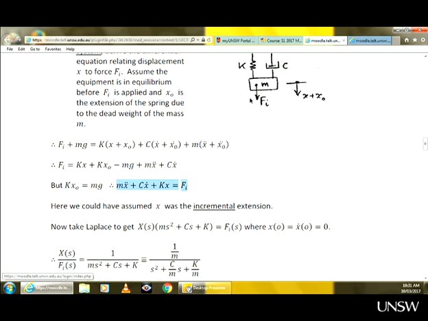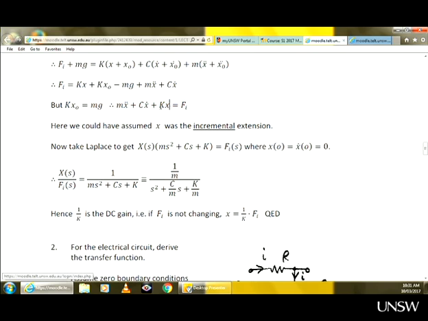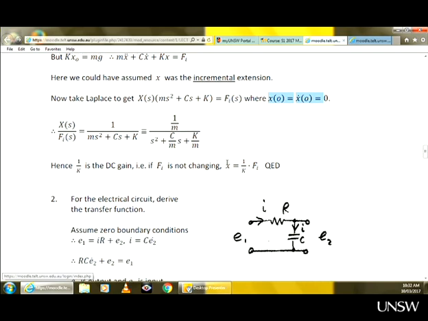Okay. Now getting the transfer function is easy. Laplace transform of the left-hand side equals Laplace transform of the right-hand side, assuming initial conditions to be 0. Here is the transfer function, in this case normalized. The DC gain, what is the DC gain of this transfer function? Well, if you read this, you know the answer.